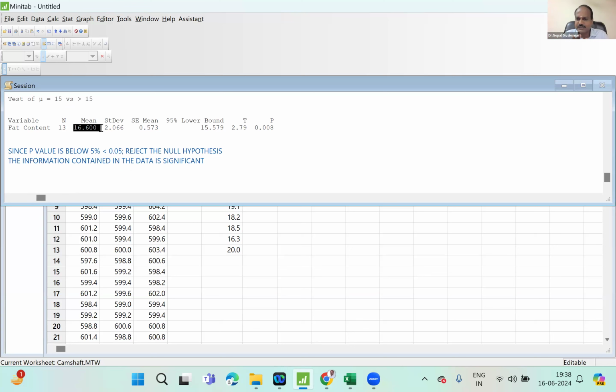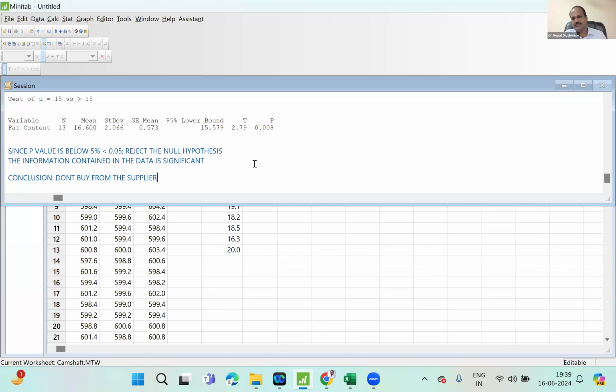What is the average fat content of your supplier? 16.6. So he is now considered unfit. The cooking oil supplied by him is declared to have more than 15% fat content. The risk in your decision is less than 5%. So you can confidently reject that supplier. So what is your conclusion now? Reject the supply. Don't buy from that supplier.